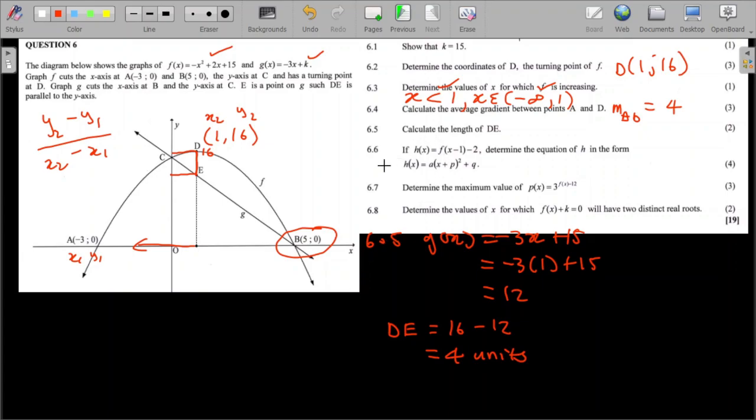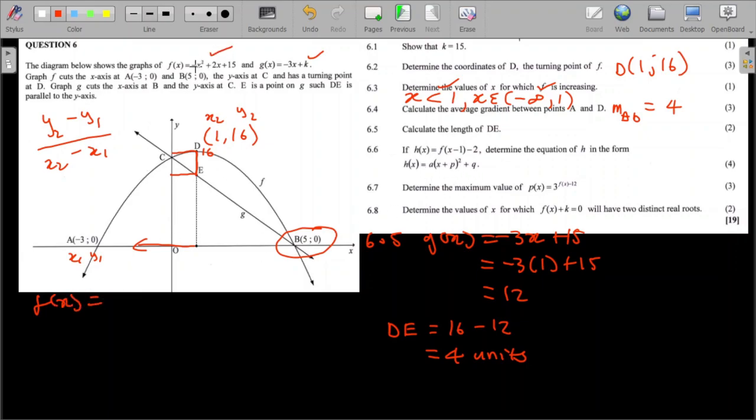Now, going to 6.6. If the function of h is this one, where h of x is f of x minus 1 minus 2, determine the equation of h in the form of this. Now, what is happening here? First thing, what is my f of x in this form here?